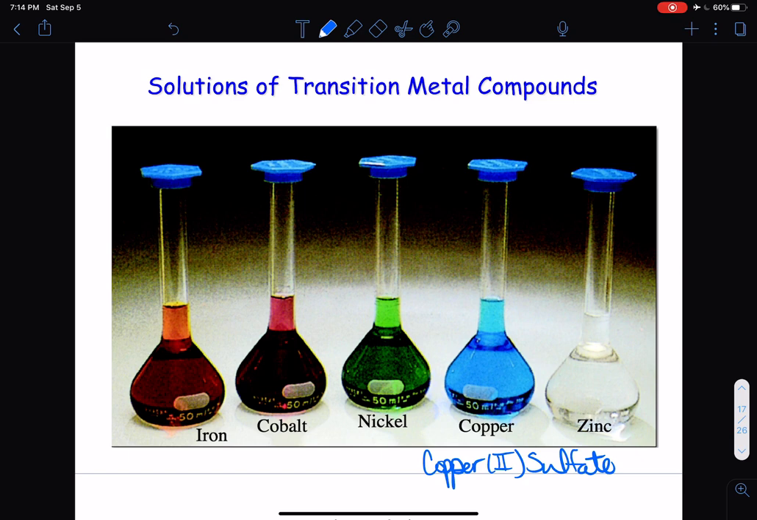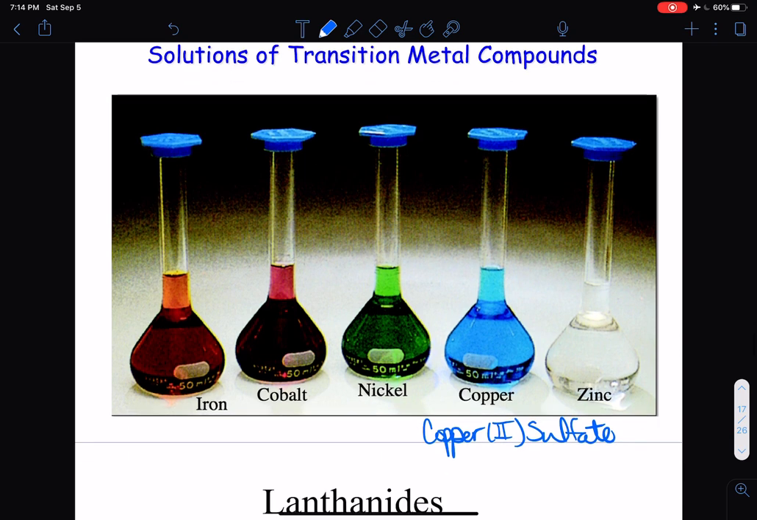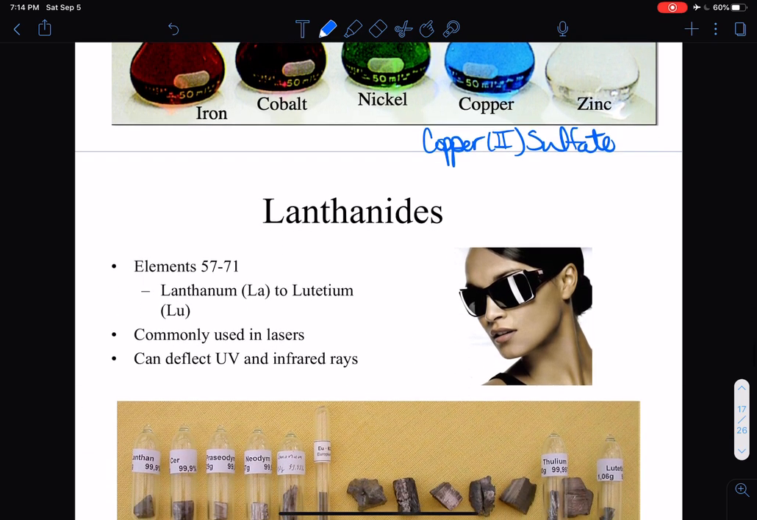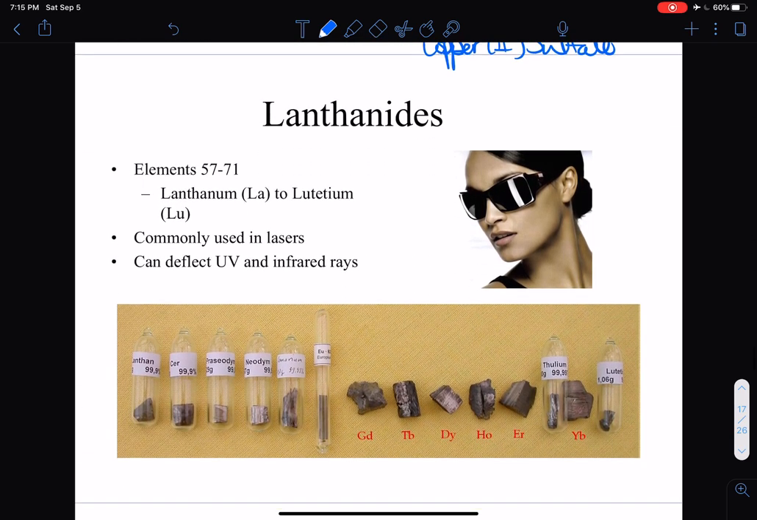And then you can see nickel compounds tend to be green and cobalt, a pink red color, and then iron tends to be an orangey red color. And that makes sense when we think of the color of blood. We've got iron in our blood, in our red blood cells. And that brings us to the next group, the lanthanides.